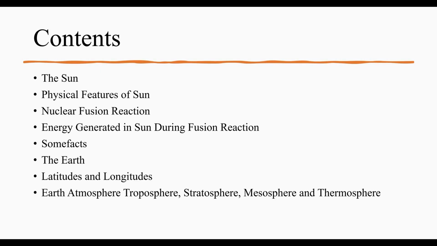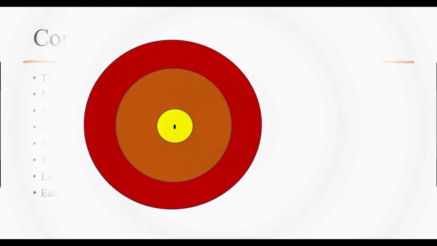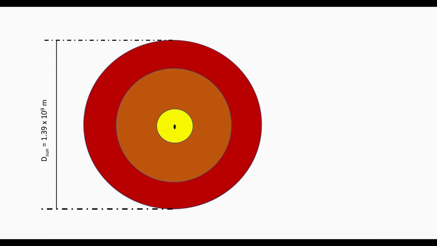Now we will learn about the Sun. The Sun is a medium-sized yellow star that may be considered as a sphere of intensely hot gaseous matter with an average diameter of 1.39 x 10^9 meters at an average distance of 1.495 x 10^11 meters, or 1 astronomical unit, from the Earth.